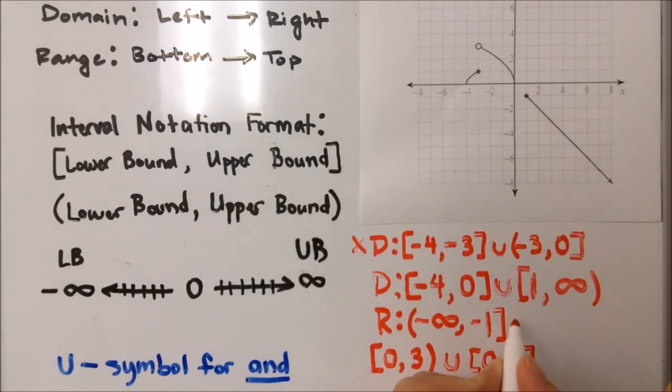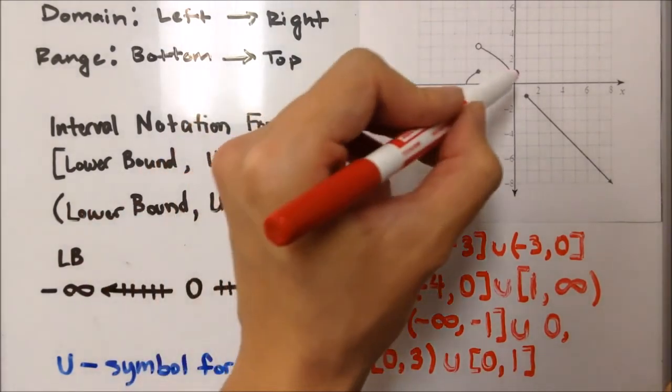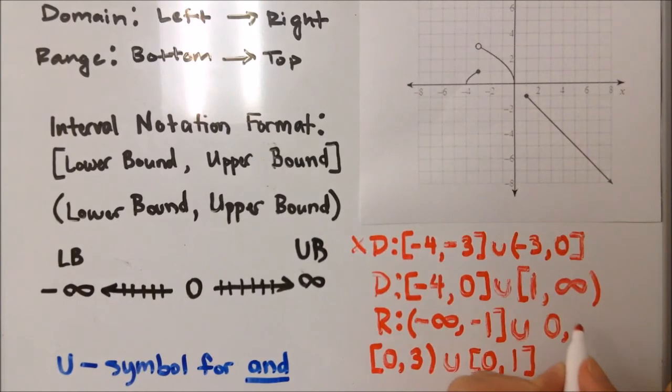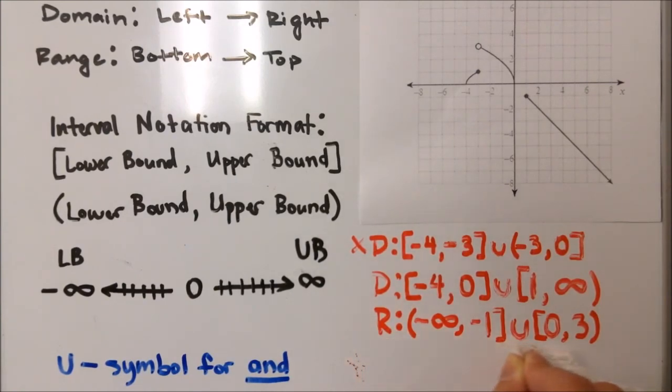So I'm going to write the symbol for and here, and both of them start at 0, so I'm going to write 0 and then comma, and I'm going to use 3 because this one extends longer. So from 0 to 3, bracket on the 0 and parenthesis on the 3. I'm just going to erase this. We're not going to use this range anymore. So our range is from -infinity to -1 and from 0 to 3. Erase this. So let's review.